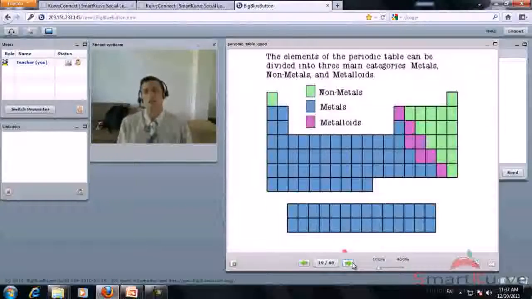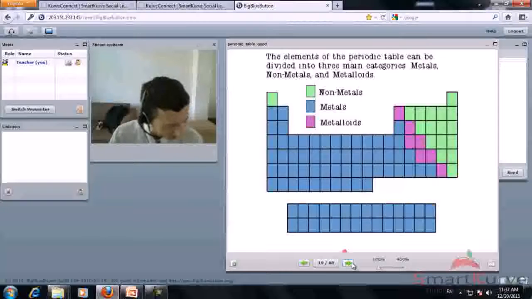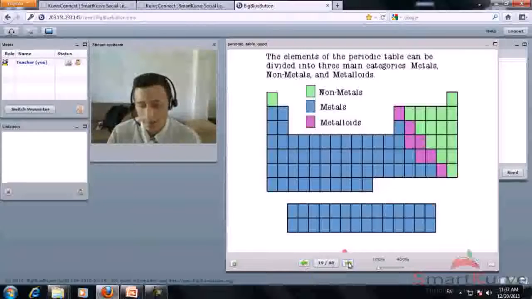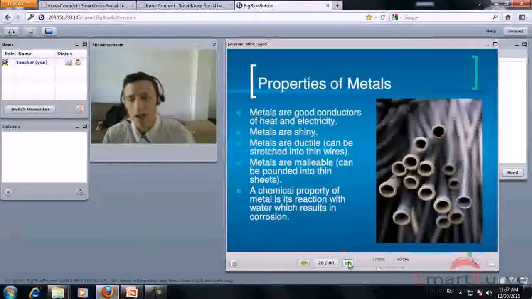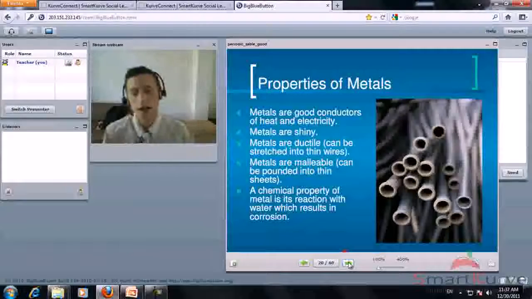The elements of the periodic table can be divided into 3 main categories: metals, nonmetals, and metalloids. Pretty self-explanatory. It's illustrated right there. We are going to talk about each of these groups one at a time. Here, let's start with metals.